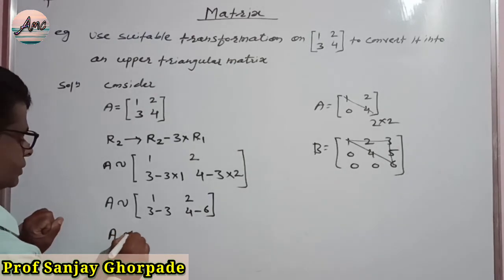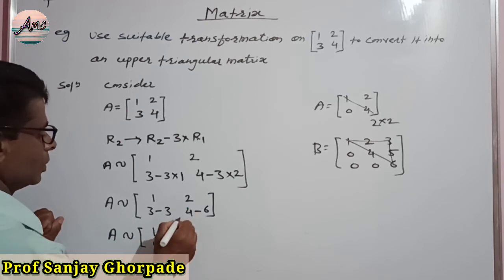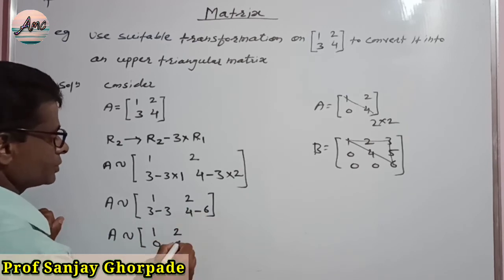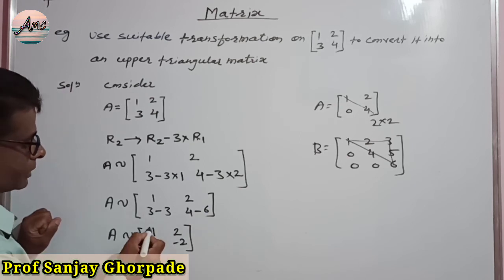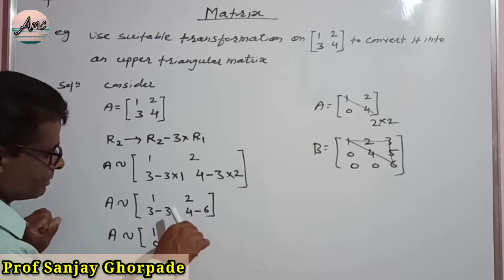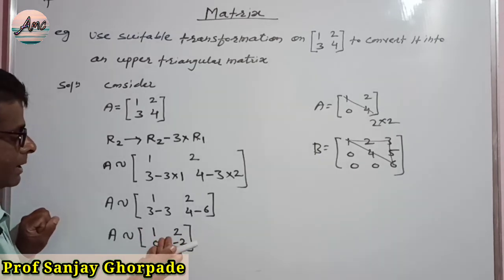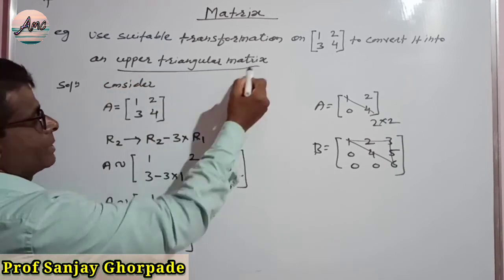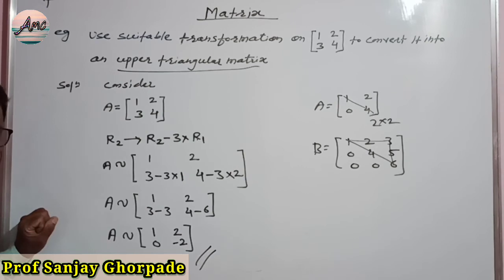So matrix A is equivalent to 1, 3 minus 3 is what? 0, 2, 4 minus 6 is what? Minus 2. So here we made all the elements below the principal diagonal, this is the principal diagonal, below all the elements are what? 0, which is nothing but an upper triangular matrix. So this is the solution of this example.